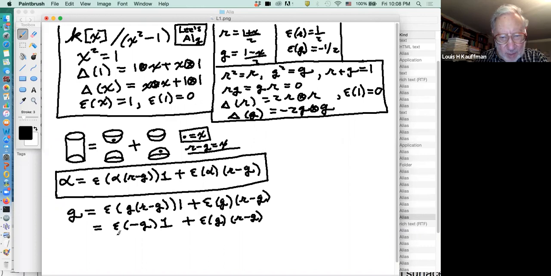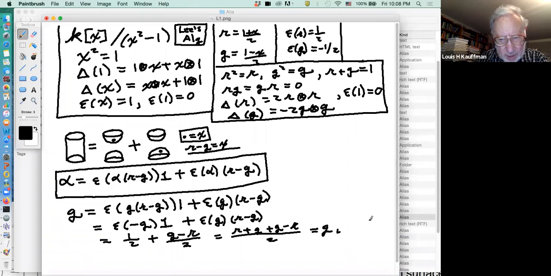And what is epsilon of G? Epsilon of G is minus 1/2. So this would be equal to 1/2 plus minus 1/2 epsilon of G times R minus G. So that would be G minus R over 2. But 1 is R plus G. So this is equal to R plus G minus R over 2, which is of course equal to G as desired. So you can check that the tubing relation is satisfied.